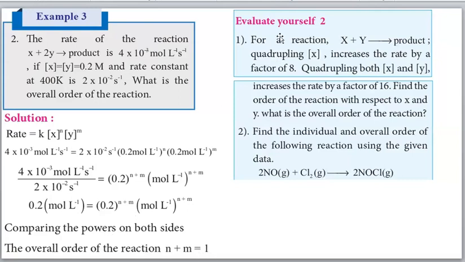Then evaluate yourself. For a reaction X plus Y gives a product, quadrupling the concentration of X, when the concentration of X is increased by 4 times, increases the rate by a factor of 8. Then quadrupling both X and Y, when the concentration of X is increased by 4 times and Y is also increased by 4 times, increases the rate by a factor of 16. Find the order of the reaction with respect to X and Y. What is the overall order of the reaction?